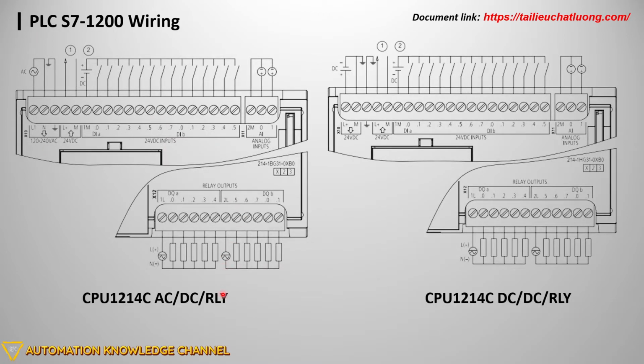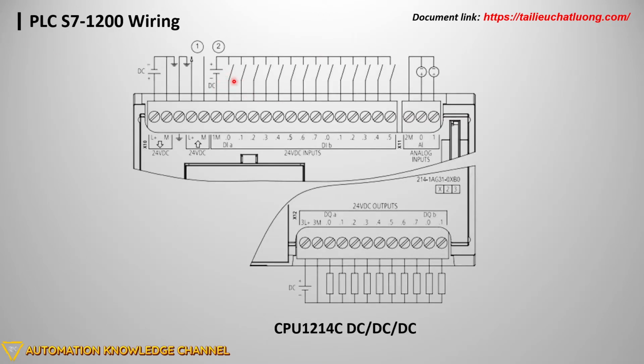The second parameter is DC. DC is the power supply for the input signal. As you can see, we have input signals I0.0 to I1.5, and the power supply is DC. The same for the second, and the last is the same. For all types, the input supply is DC.